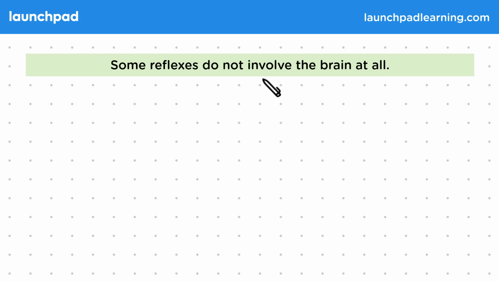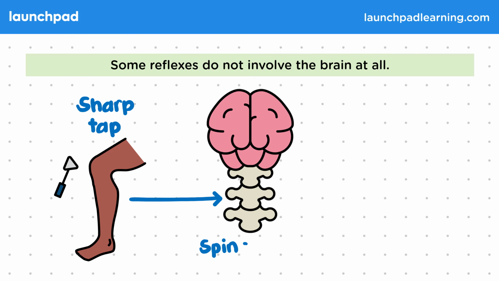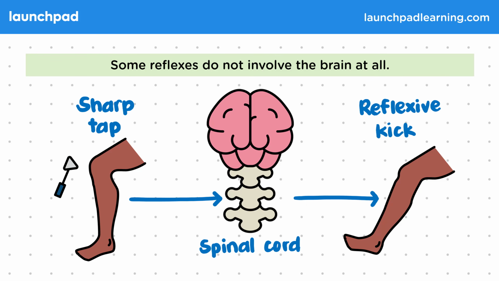Some reflexes do not involve the brain at all. Let's go back to that knee-jerk reflex. If you experience a sharp tap just under the knee, a response is coordinated entirely by the spinal cord. The sharp tap triggers a reflexive kick. The brain does not coordinate this, even though the conscious part of the brain will perceive the reflex.